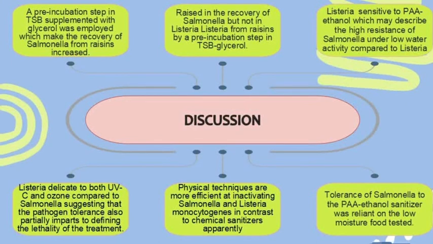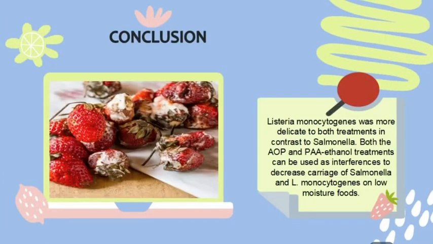Listeria monocytogenes was more sensitive to both UVC and ozone compared to Salmonella, suggesting that pathogen tolerance also partially impacts the lethality of the treatment. So overall, Listeria monocytogenes was more sensitive to both treatments in contrast to Salmonella, which could be indicative of the increased tolerance of the latter. This report showed that both the AOP and PEA ethanol treatments can be used as interventions to decrease carriage of Salmonella and Listeria on low moisture foods.